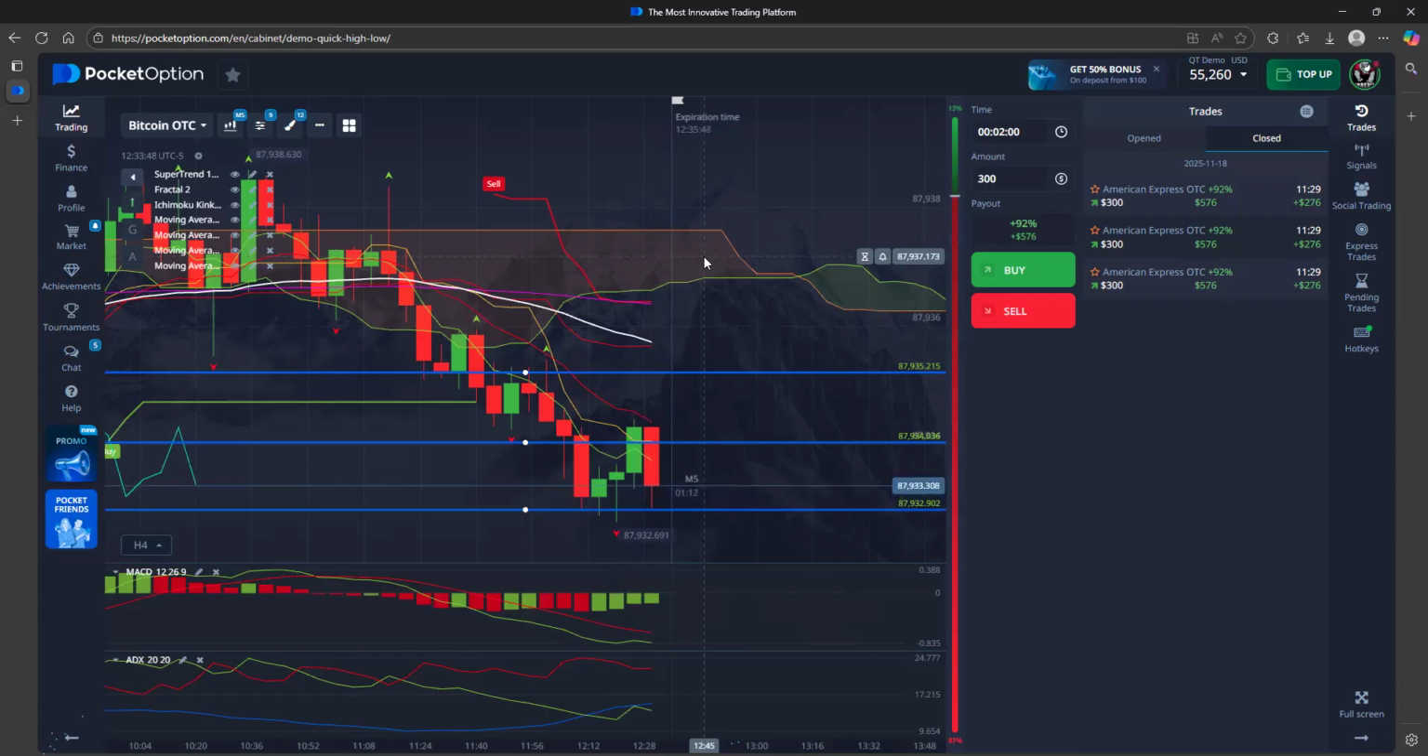Price cannot break this level of significant structure. Yes. Because look at these periods. I have rejection here, here, here, here. And now I have a fractal here.